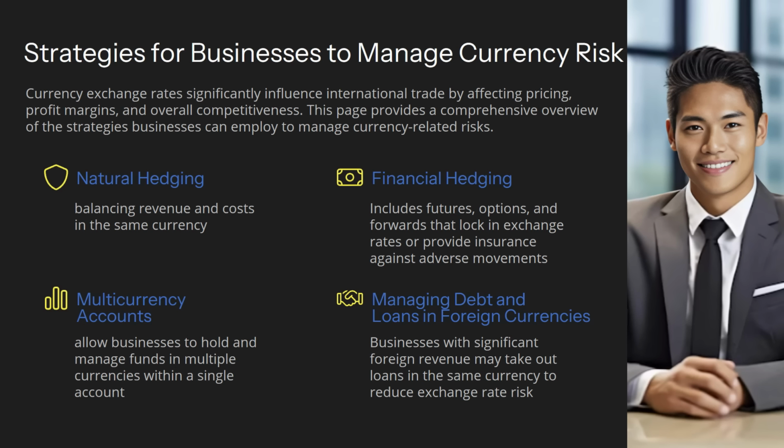Picture it as balancing on a tightrope, but with a safety line. Tools like multi-currency accounts and foreign currency loans are your stabilizers, keeping your trade on solid ground. Furthermore, companies can use currency swaps to exchange debt obligations in one currency for another, aligning liabilities with revenue streams and mitigating currency risk.